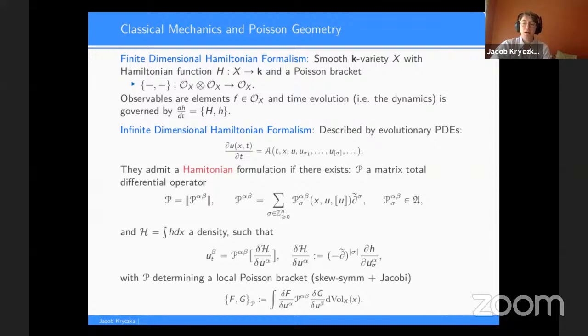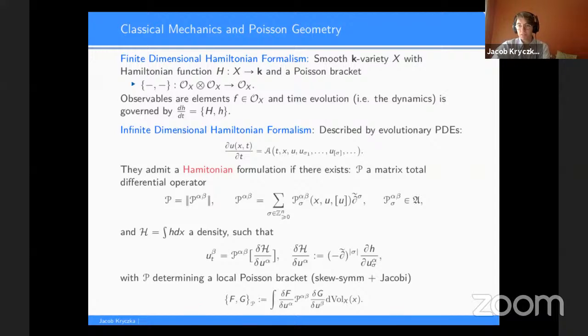Once we go to integrable systems or something like field theory, typically this is infinite dimensional, and broadly speaking, these can be described by a class of PDEs that are often called evolutionary. Here I write them down for simplicity depending on just one spatial variable. And one can make sense of a notion of when these types of systems admit a Hamiltonian formulation as well. Typically what you need for this is some kind of matrix differential operator and some density, which is the infinite dimensional analog of a Hamiltonian function, such that you can render your equation of motion in a particular way. Analogously to the Poisson bracket in the finite dimensional case, under certain circumstances, this matrix differential operator determines what's called a local Poisson bracket.